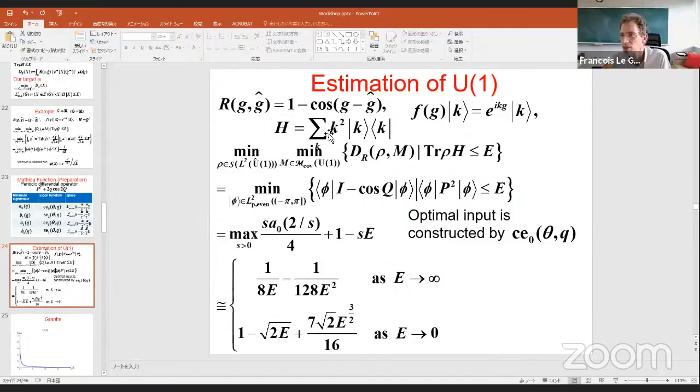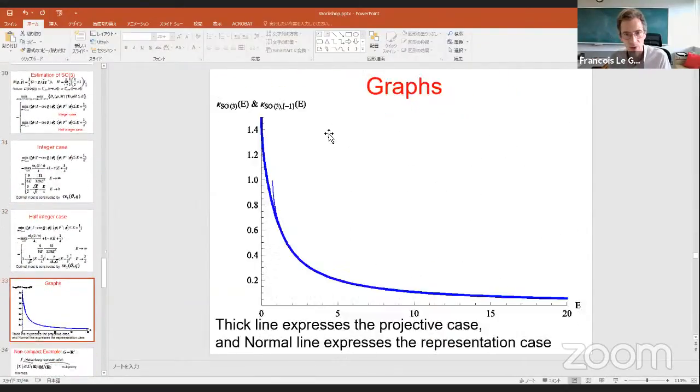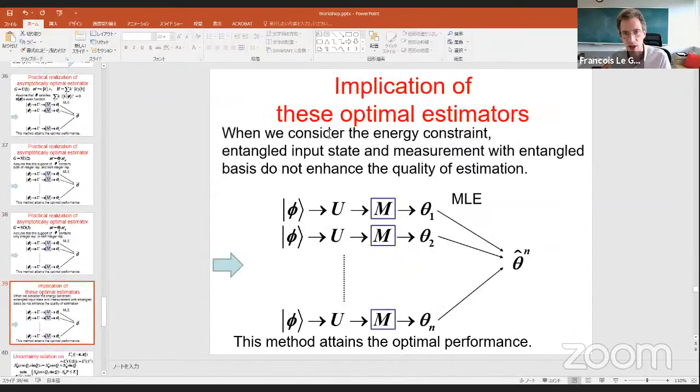Any other questions? I just have a quick question. I'm not very familiar with that theory. Could you explain a little bit the term uncertainty relation? Why do you call your results uncertainty relations?